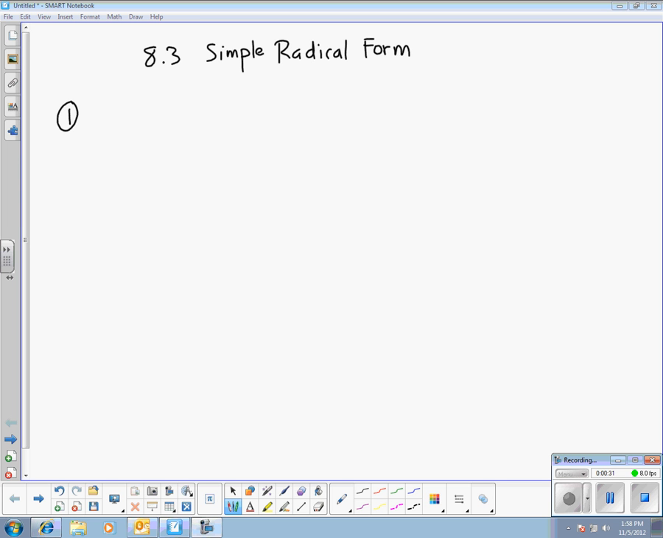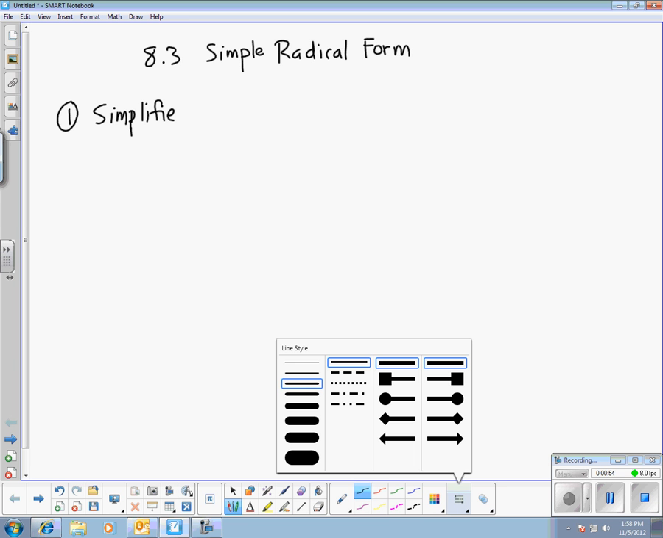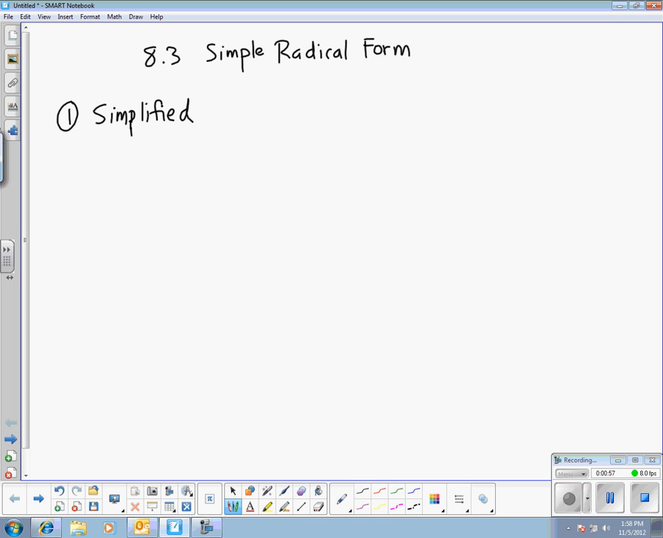simple radical form. These rules in official language are on page 419, and number 1 says this: the radicand of an nth root contains no nth powers as factors. I am going to simplify that and just say that your radical is simplified. That just means I cannot write a square root that has any perfect squares as factors of the number underneath.